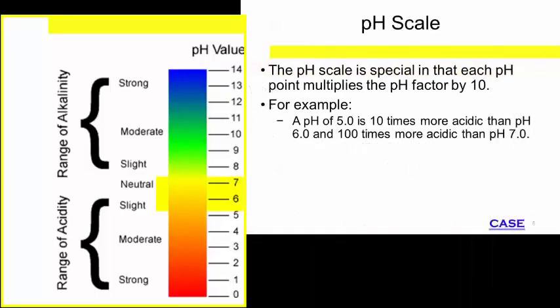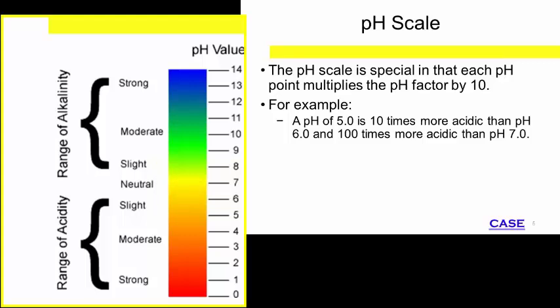One point on the scale represents a 10-fold difference in strength. For example, a substance with a pH of 5 is 10 times more acidic than a substance with a pH of 6 and 100 times more acidic than a substance with a pH of 7.